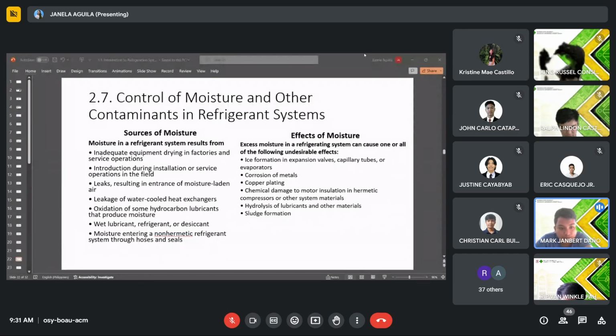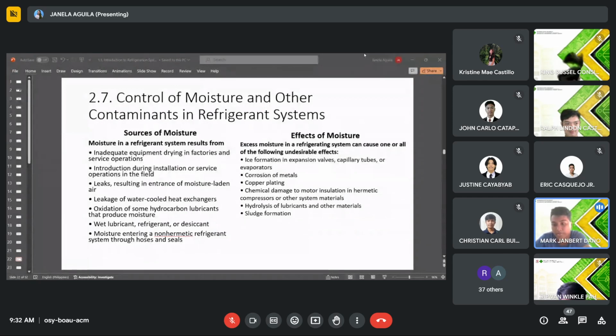Moisture entering a non-hermetic refrigerant system through hoses and seals. We called it non-hermetic if the package is made from polymeric materials or plastics. Non-hermetic refrigerant systems, which rely on hoses and seals to maintain integrity, are susceptible to moisture ingress if these components are not properly sealed or if they degrade over time. Moisture from the ambient environment can infiltrate through these openings.